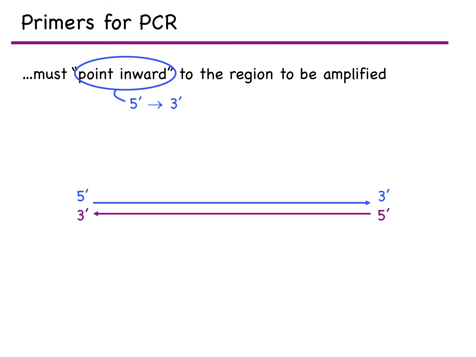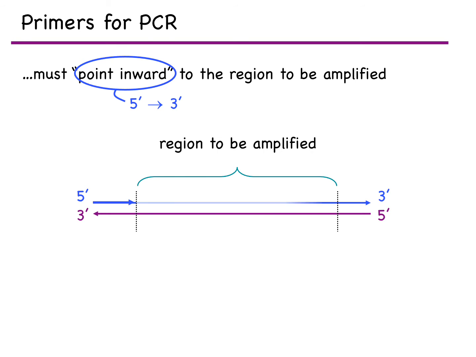So let's say we have a double-stranded DNA molecule, and again, this is something I think you learned in the first half of the course. The two strands are oriented in a 5' to 3' fashion in an opposite way. The top strand goes in one direction and the bottom strand goes in the opposite direction. So let's say this is the region that you want to amplify.